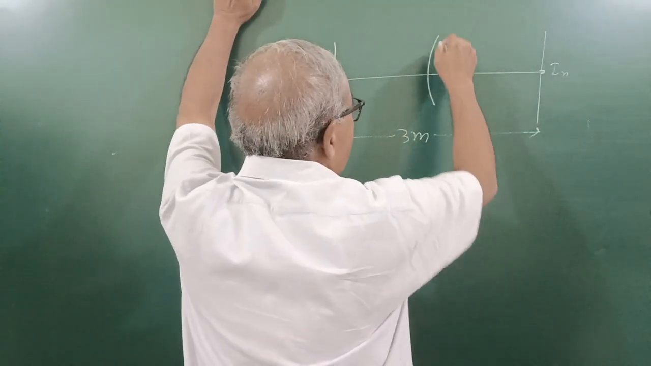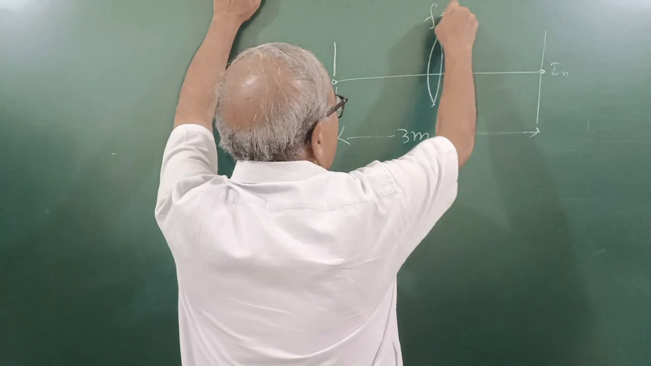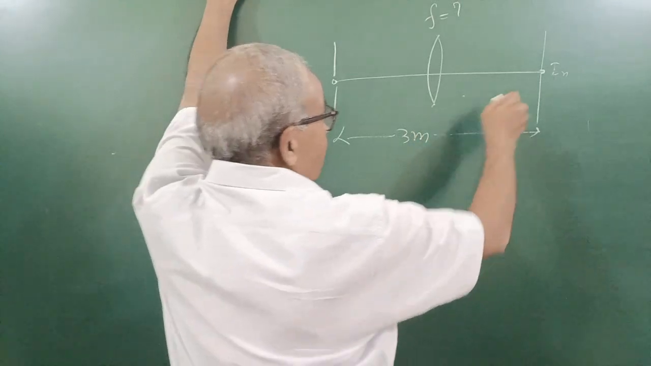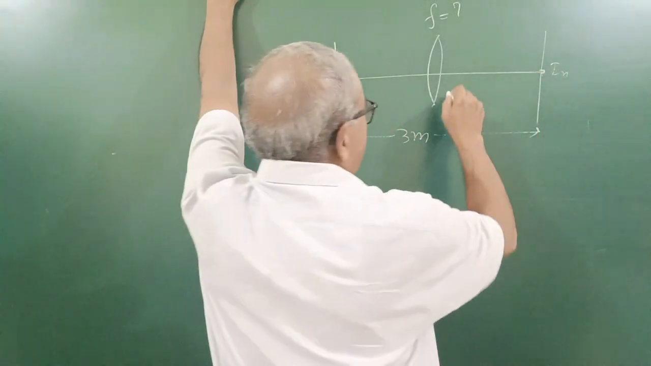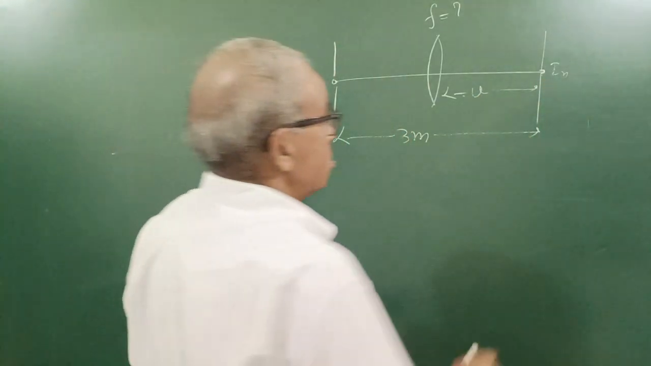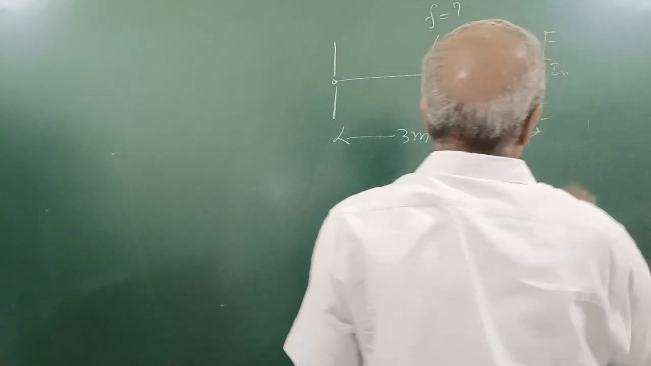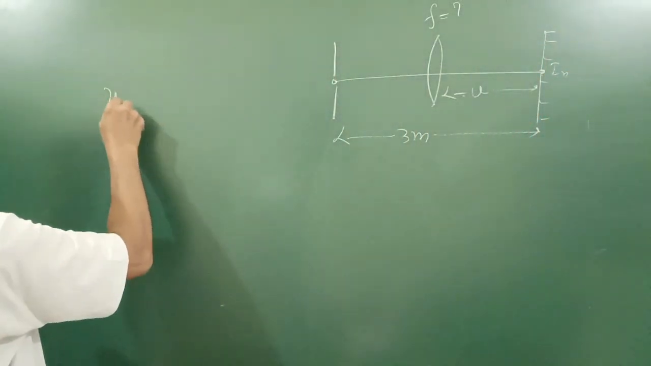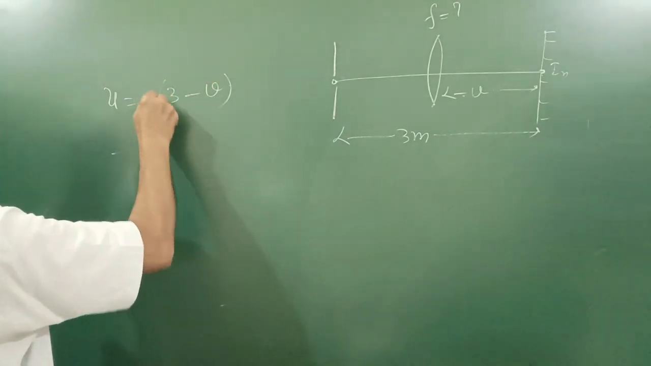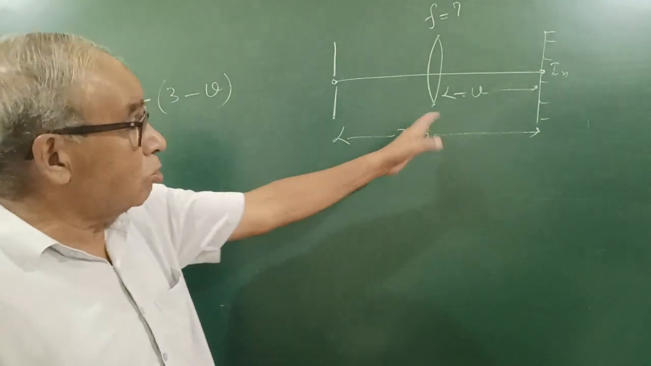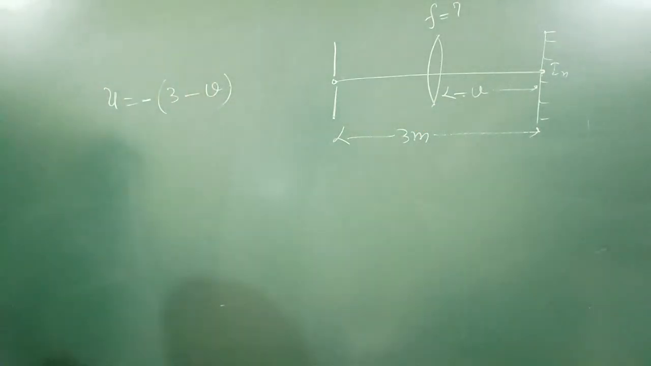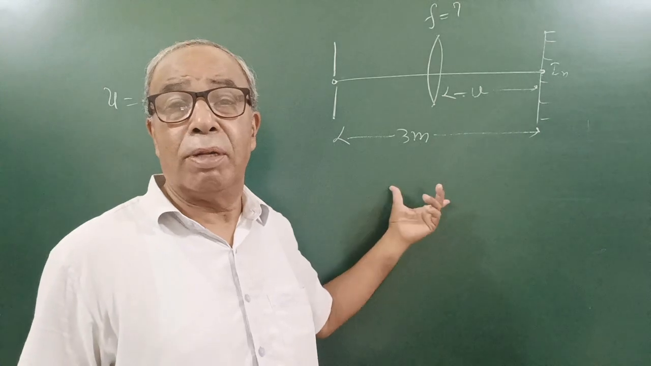So let this lens be placed here. We have to find out the maximum value of its focal length. If the image is there, let me take this B here. Distance of image from lens to this wall is V. Then what will be U? It will be 3 minus V, with a minus sign. Now U has also become known. The distance is 3 meters, and V meters we assumed. So our V is known now and U also.